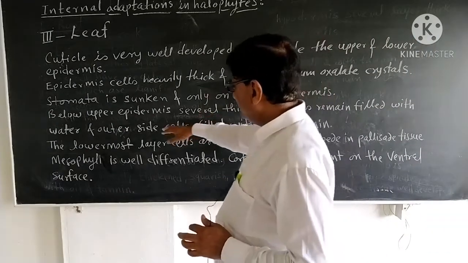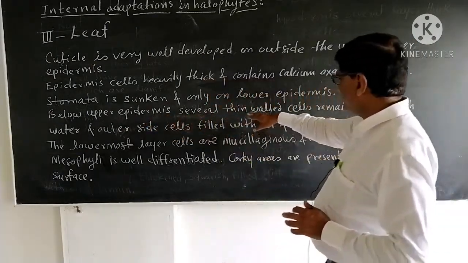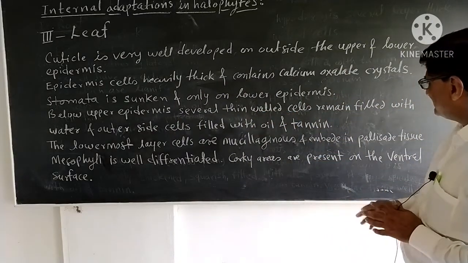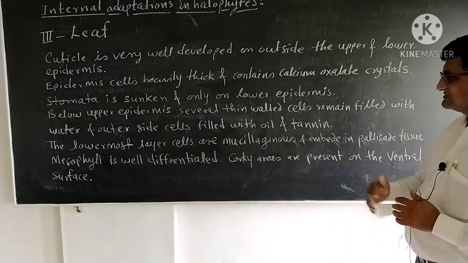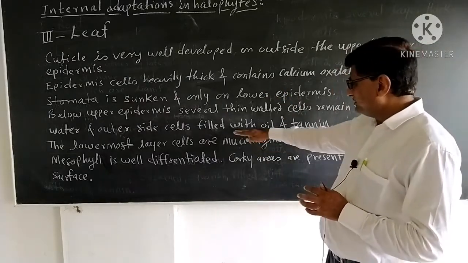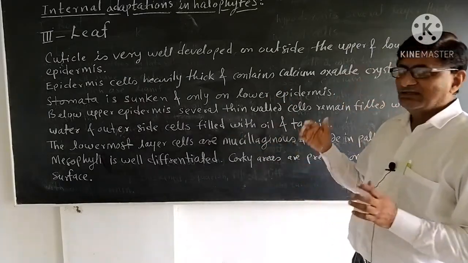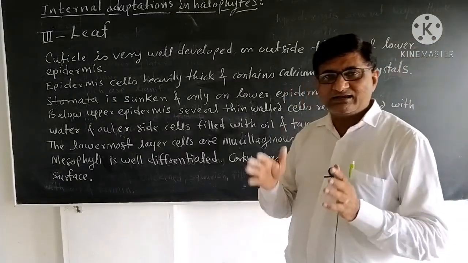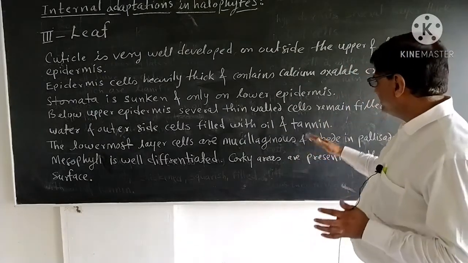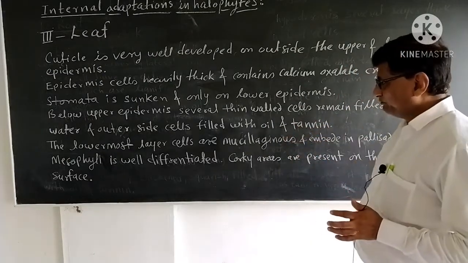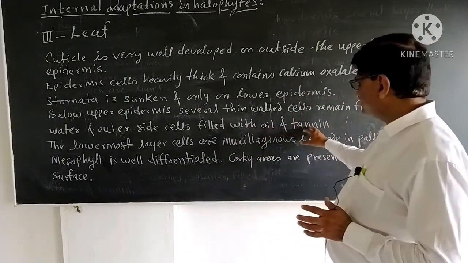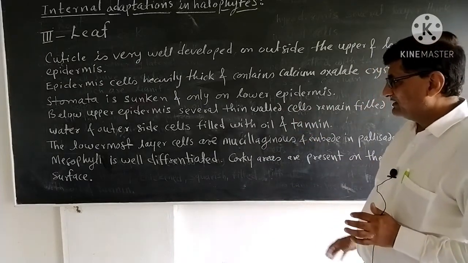Then you can see below the upper epidermis there are several thin-walled cells that are called hypodermal cells. Most of these cells are filled with water, and the outer cells are seen filled with oil and tannin. That means the inner hypodermal cells are full of water, and the outer hypodermal cells are filled with oil and tannin. The water-filled cells provide water, and the oil and tannin cells provide mechanical strength.